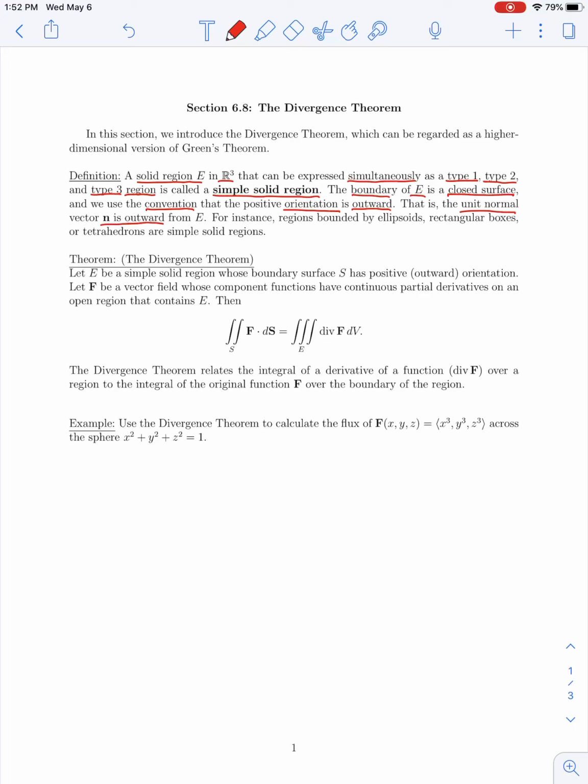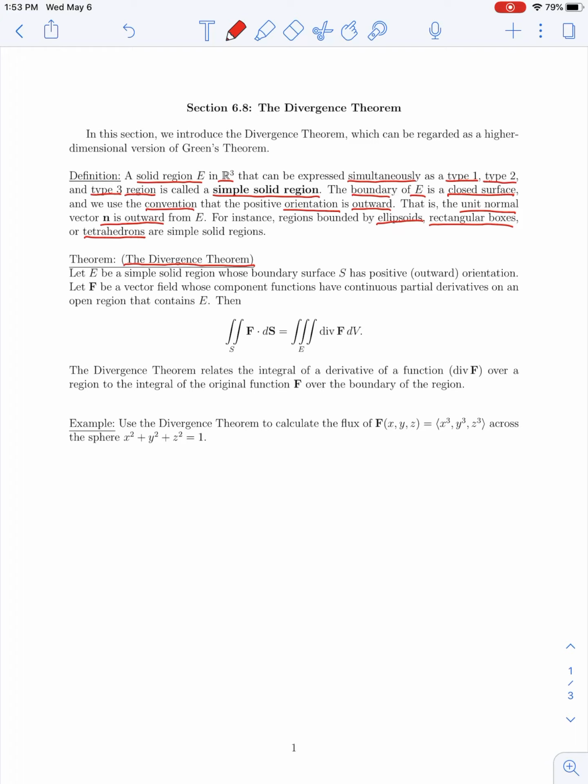As an example of some simple solid regions, we could consider regions which are bounded by ellipsoids or spheres, by rectangular boxes, tetrahedrons, or bounded by cylinders. These are all typical examples of what we would say is a simple solid region. Now that we have this terminology, we're ready to state a result known as the divergence theorem.